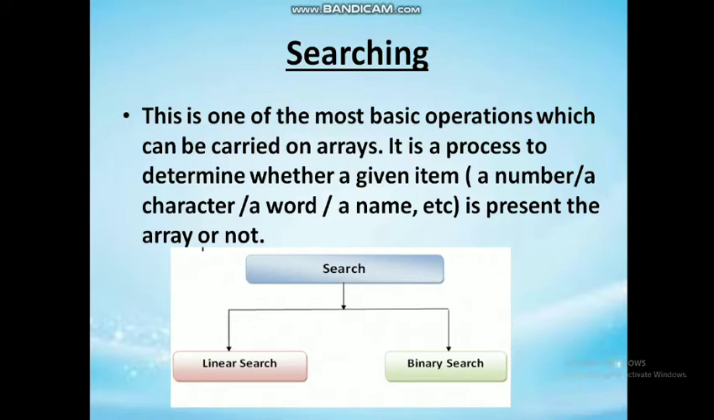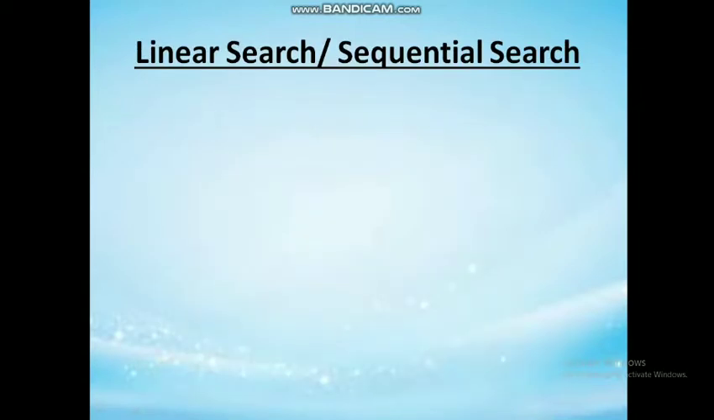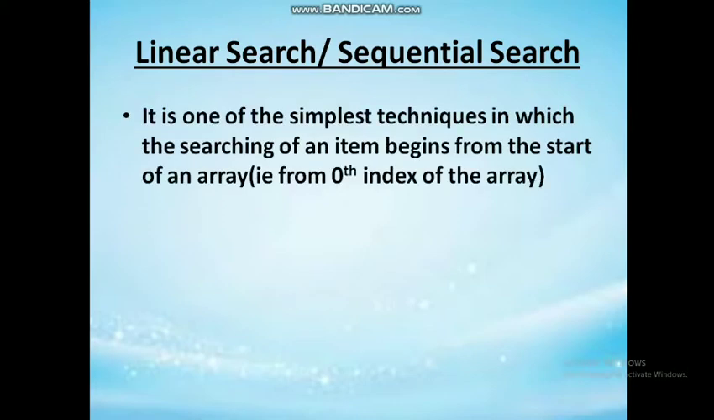And searching is of two types and they are linear search and binary search. Now let us see what is linear search or sequential search. It is one of the simplest techniques in which the searching of an item begins from the start of an array, that is from the 0th index of the array. That is linear search or sequential search by the name itself. It starts from the beginning of an array.